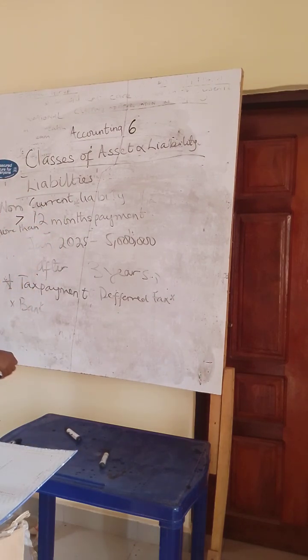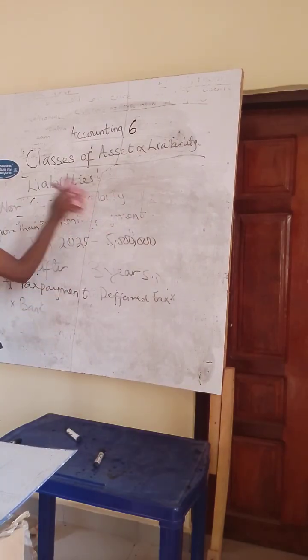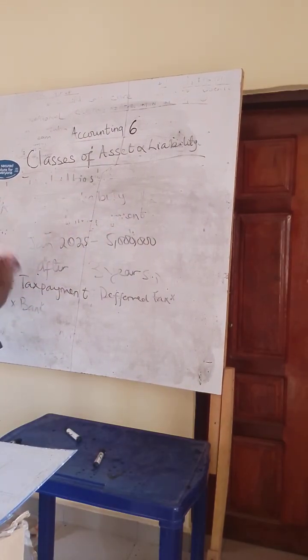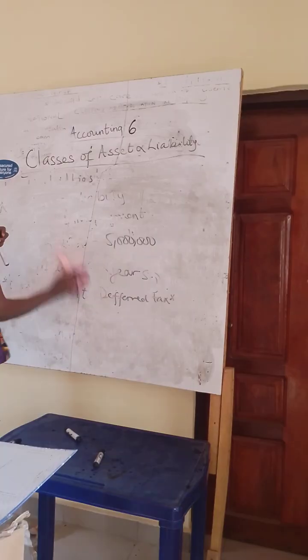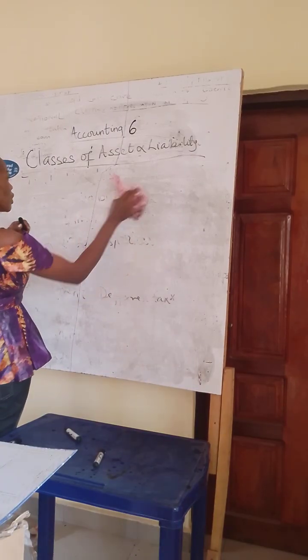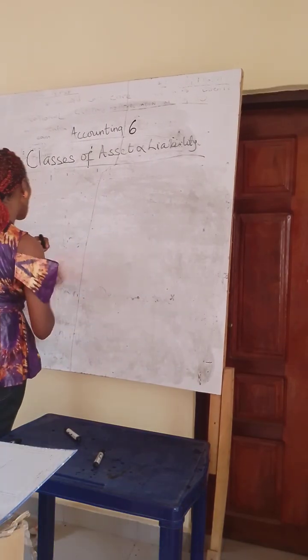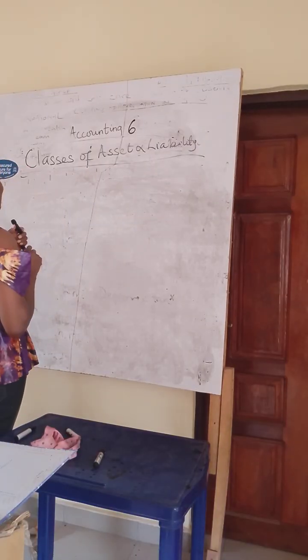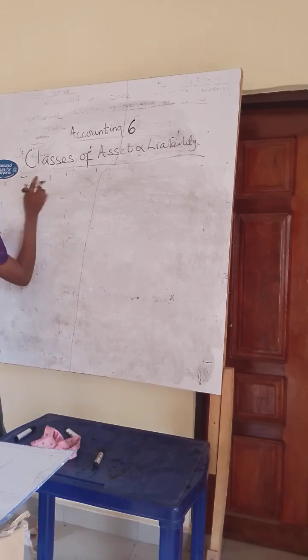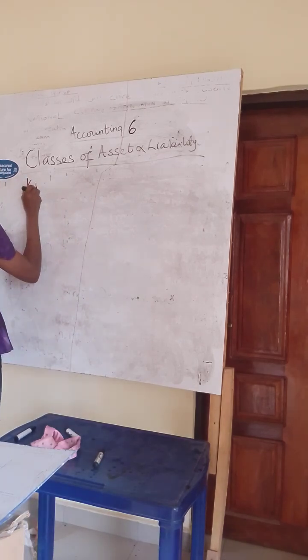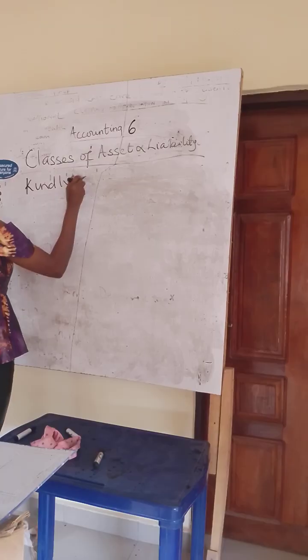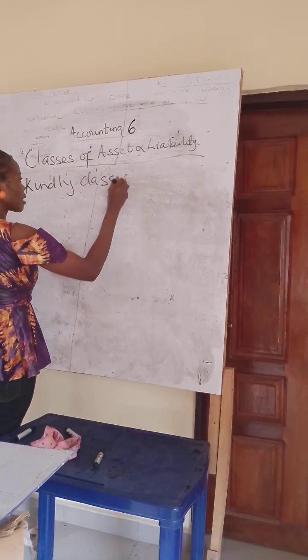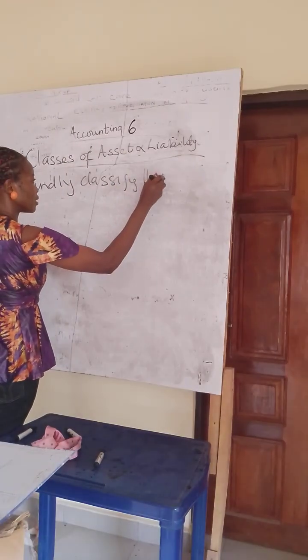Are we together? Okay, I don't want this video to be very, very long, so I'll be wrapping it up very soon. But before I wrap it up, I want us to do a very short assignment. I'm going to list some items for us, and you're going to classify them for me and tell me which is current and which is non-current, as the case may be. So kindly classify these items respectively.